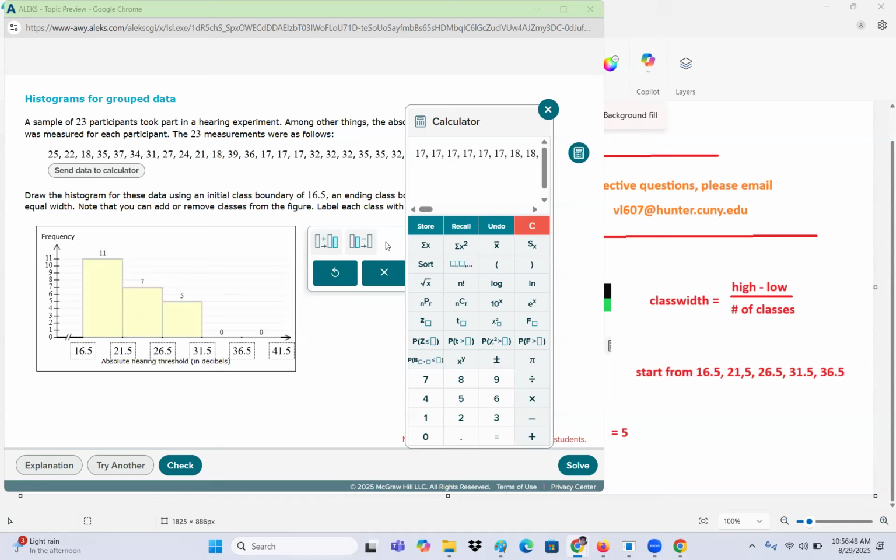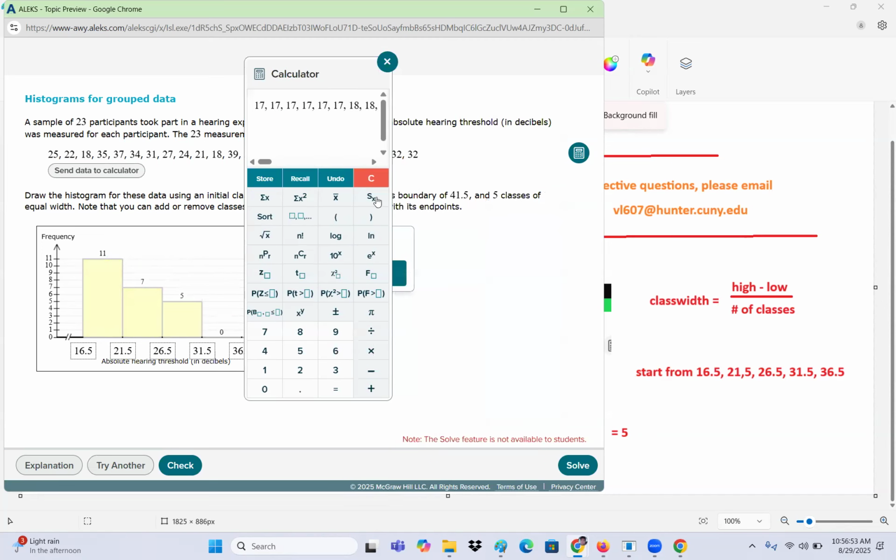You can also add the columns or rows you want to. So 1, 2, 3, 4, 5 classes.